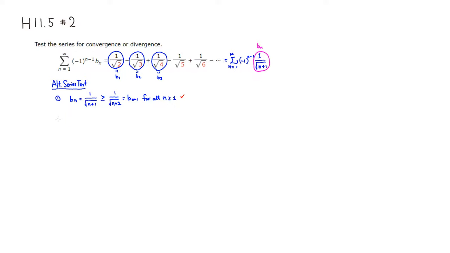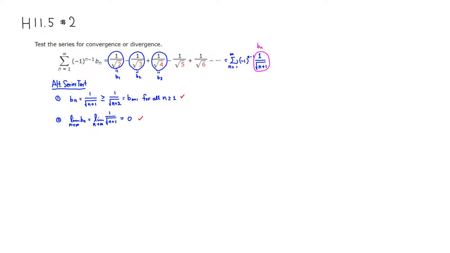The second condition is we have to make sure that the limit of Bn is equal to 0. So let's compute that. Bn, as we found, is 1 over square root of n plus 1, as n approaches infinity. But we know that the numerator stays as 1 and the denominator gets larger and larger, so it's going to approach 0. So it checks out.